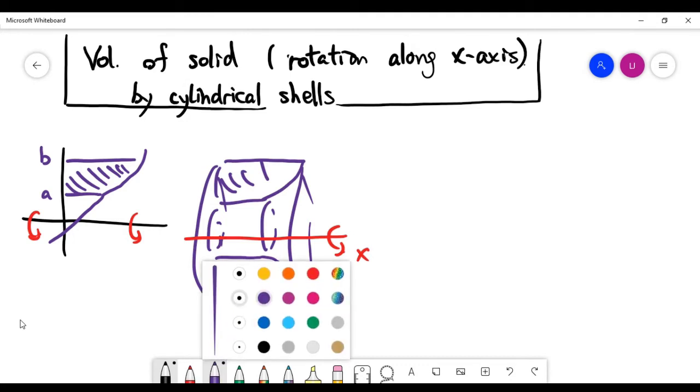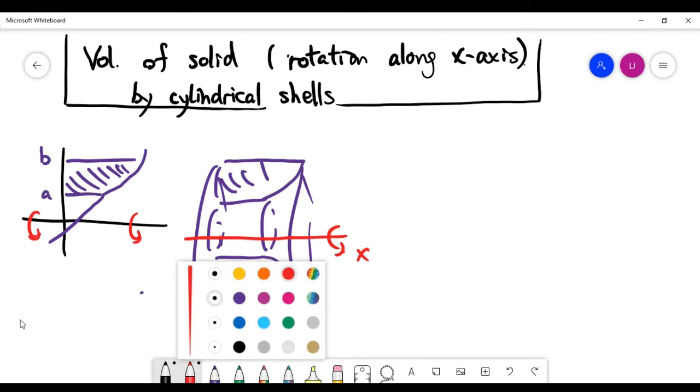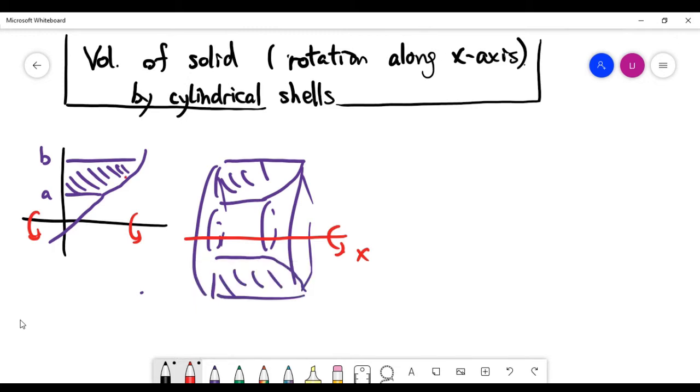I understand that my drawing is not perfect, but I wish that you can understand what I'm talking about. By the shell method, what you need to do is take a horizontal red line. Please remind yourself that such a line needs to be taken which is parallel to the x-axis. So you need to take a line parallel to the axis of rotation. If you take such a line and rotate it along the x-axis, you are basically getting a shell like this.